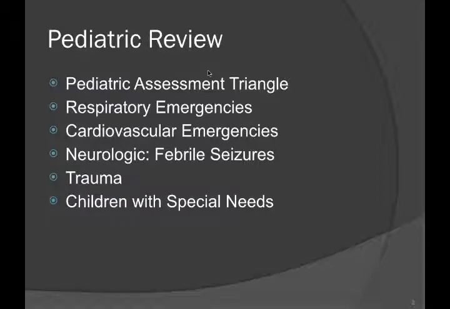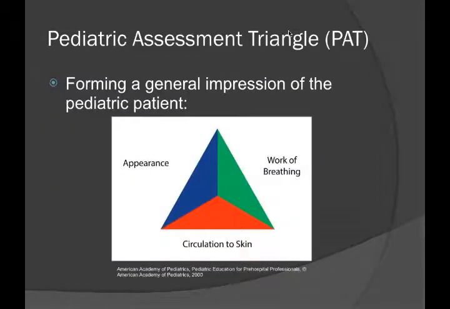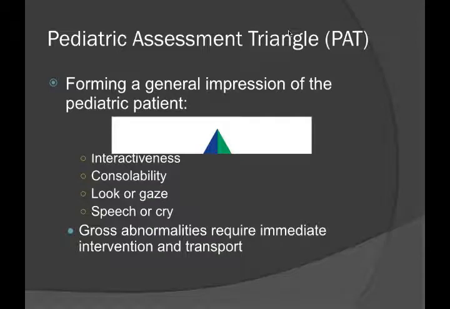So for our pediatric review, we're going to review the pediatric assessment triangle. We're going to review respiratory emergencies, cardiovascular emergencies, including cardiogenic and septic shock, neurologic with specific attention to febrile seizures. We'll review anatomic and physiologic differences in pediatric trauma, and then go over some items specific to children with special needs.